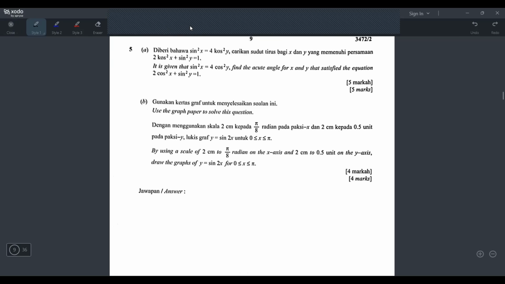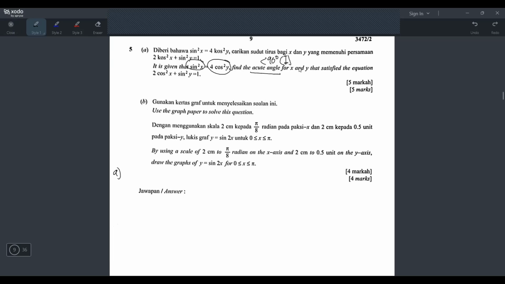Let's continue. All right, number 5. Let's read the question. It is given that sine square x equals 4 cos square y. So when we see square, there is a high chance we can use a basic identity, because basic identity is all about square. Okay, it's fine, let's read first. Find the acute angle. Acute angle means less than 90. It means this angle is in quadrant 1.